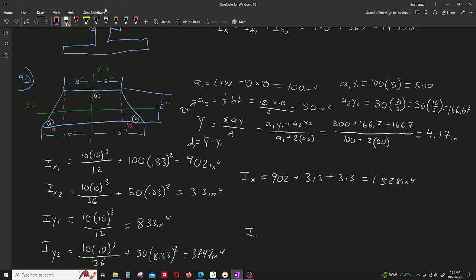And so therefore our total Iy is going to be equal to 833 plus 3747 plus 3747 equals 8,327 inches to the fourth power. Alrighty, that was what, 9D? So then we could jump over here to number 11.